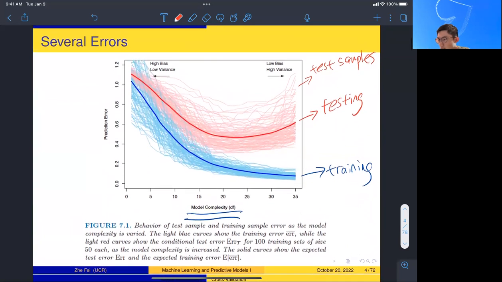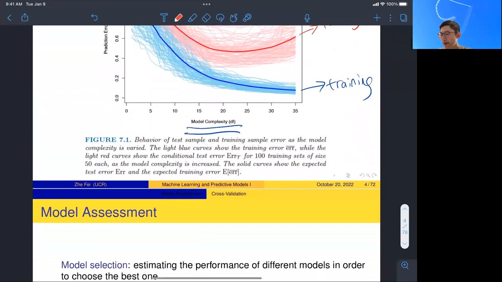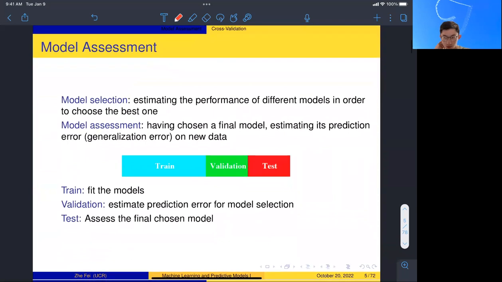So this is more of a review of what we have mentioned. Generally speaking, the most rigorous way is to specify the so-called model assessment procedure. To do model assessment rigorously, we essentially want three parts of our data: the training, validation, and testing parts.